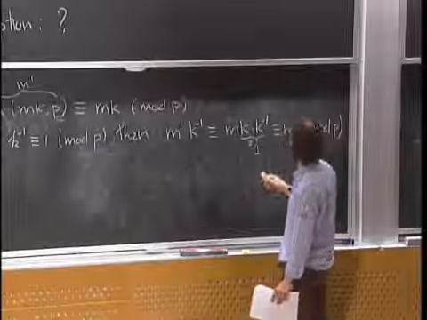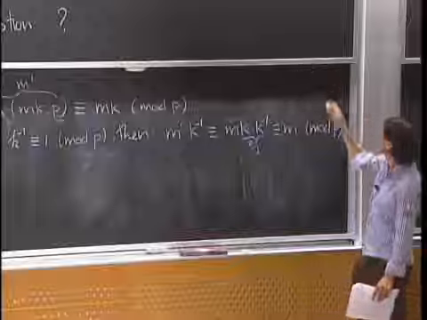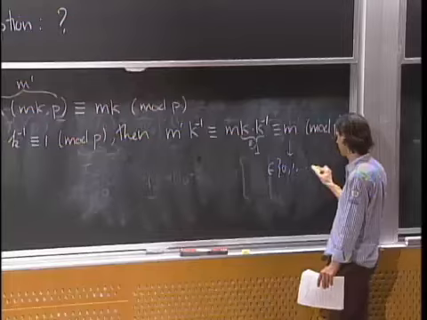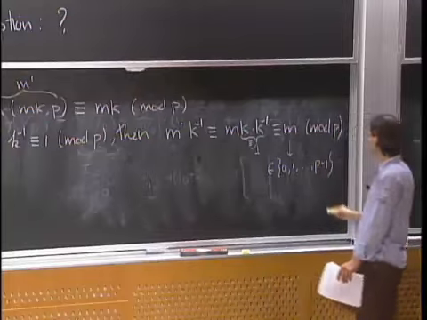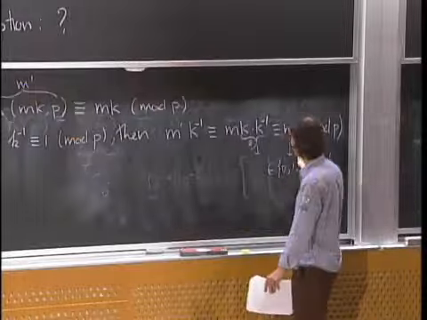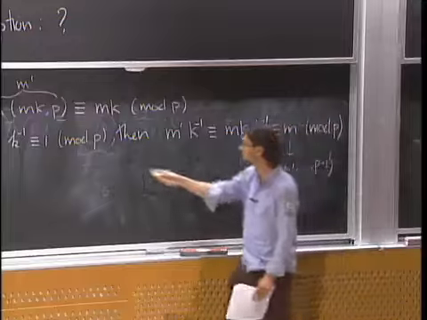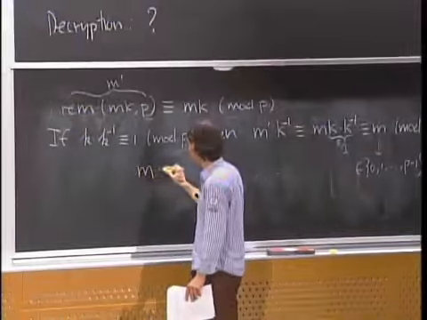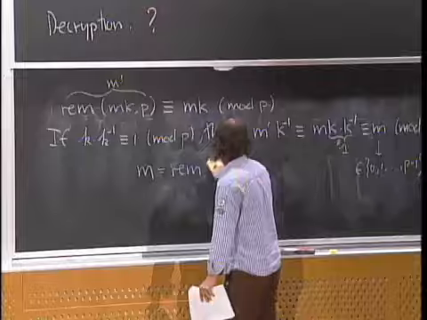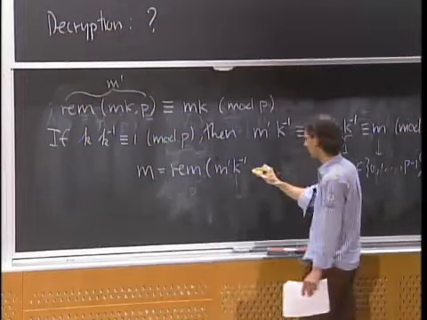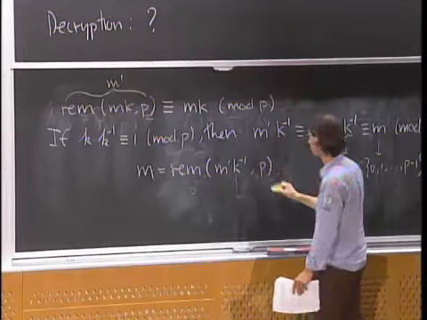Well, I know that m is in the range of 0, 1, all the way up to p minus 1. So this means that I can also rewrite m, using a similar trick as what I did over here, as the remainder of m prime times k inverse after dividing out as many copies of p as possible.